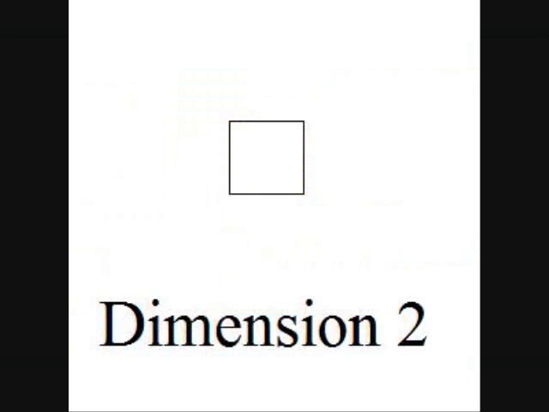Here we have arrived at the 2nd dimension. The 2nd dimension is both length and width, but there is no depth. All it is basically is a bunch of lines connected together to form a plane.